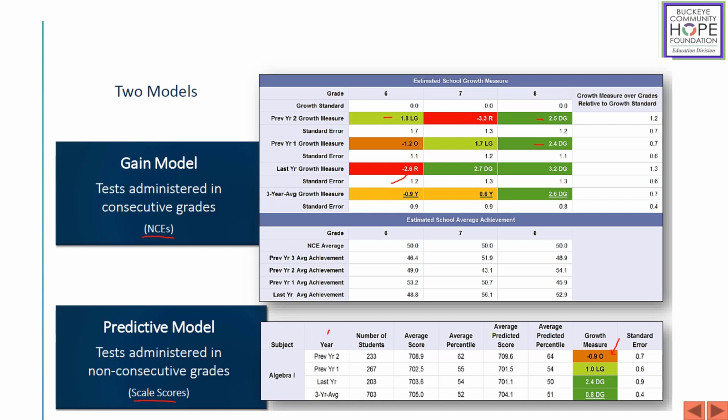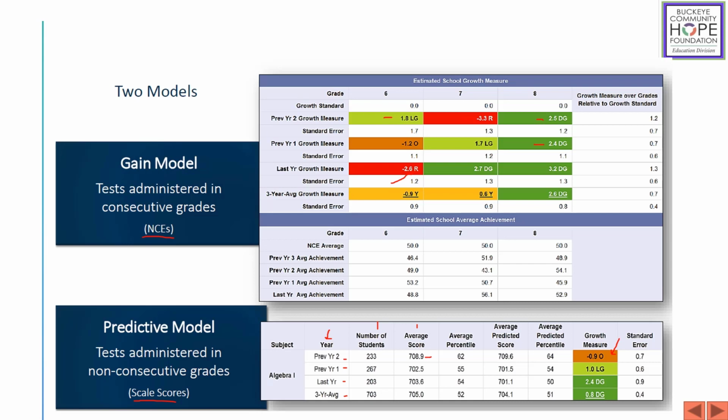Well, which term are we looking at? In this top row, we're looking at a value from 2 years ago, and then 1 year ago, and then last year, and then the 3-year average. This allows us to evaluate the program over time. The number of students, the N size, the average score.